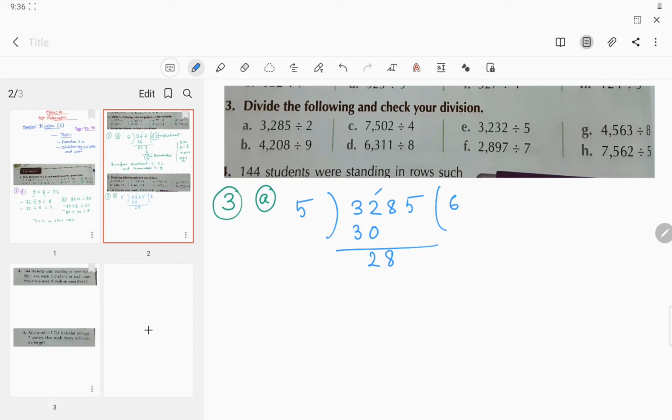and copy 8, 28. So what do you multiply by 5 to get nearest to 28? 5 7s are 35, 5 6s are 30, 5 5s are 25. So you will get 5, and copy 5, 5 7s are 35, that is 0.